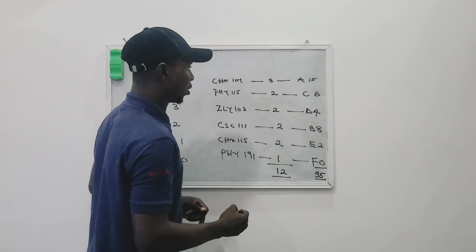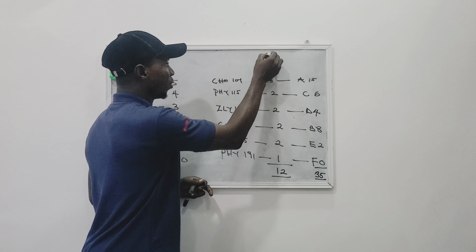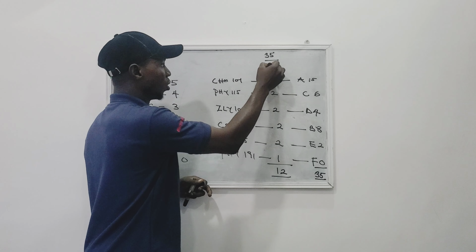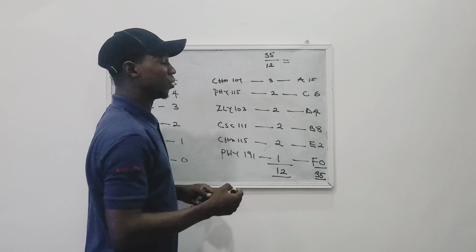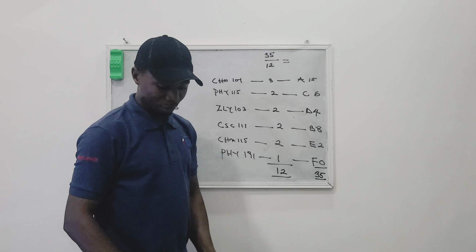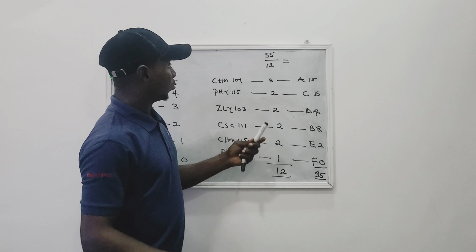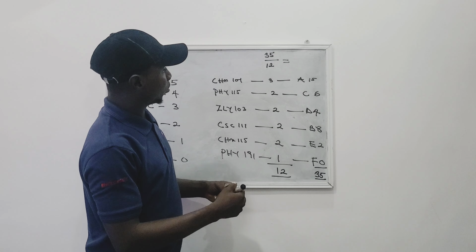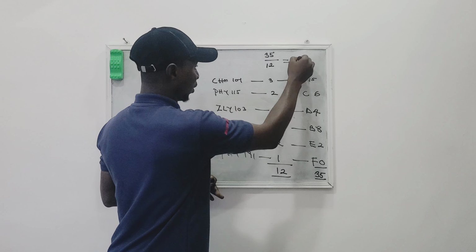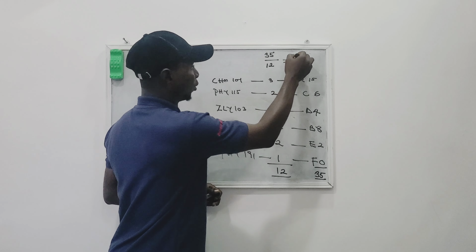Now, after calculating this, you just have to divide this 35 by your total unit load, which is 12. That is for your first semester alone. I think that is supposed to give us something around 2.99 something or so. I don't really know, but it's supposed to be 2.9999 something. You can do your calculation there. That is for the first semester alone.